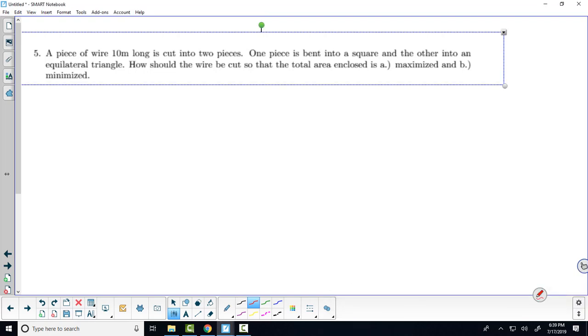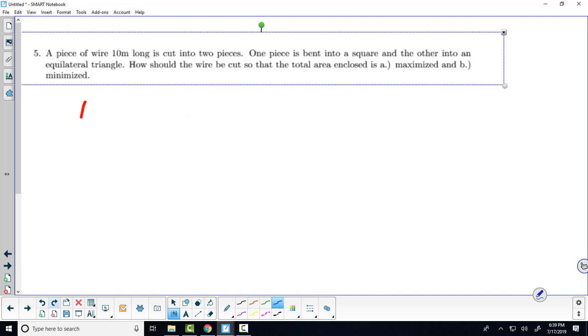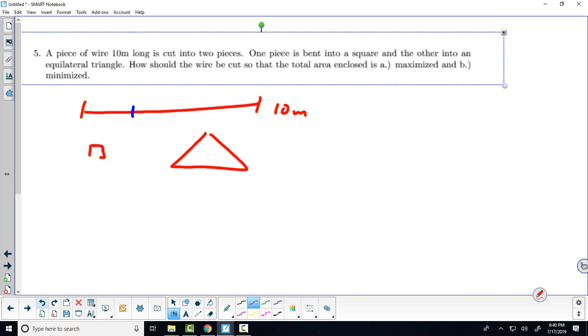So what are we doing in this problem? Well, we've got a wire that's got a length of 10 meters. Okay? And we're going to clip this wire somewhere. I don't know where. We could clip it here, or we could clip it here. We could clip it right in the middle. We could clip it right here, somewhere. And we're going to take part of it, and from part of it, we're going to construct a triangle. And from the other part, we're going to construct a square.